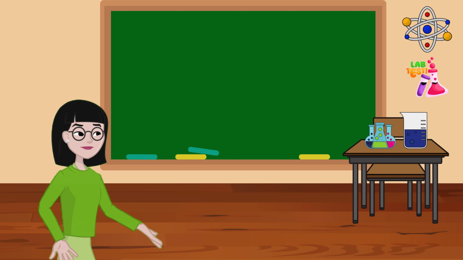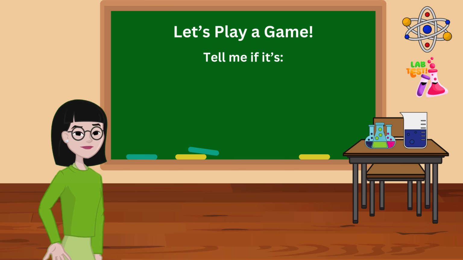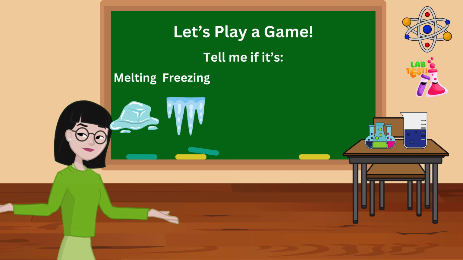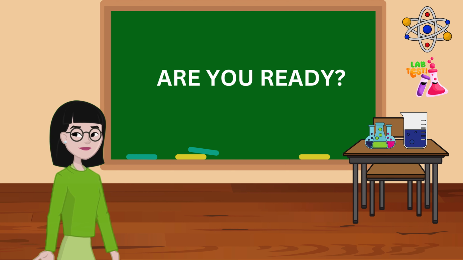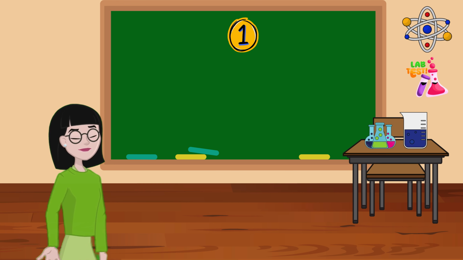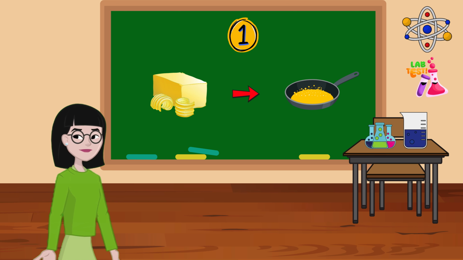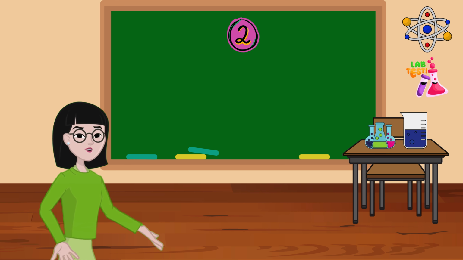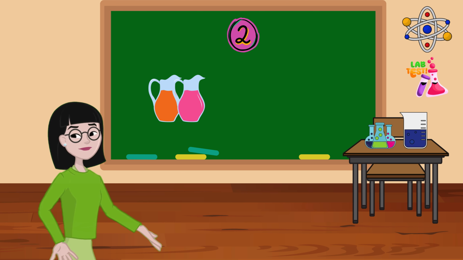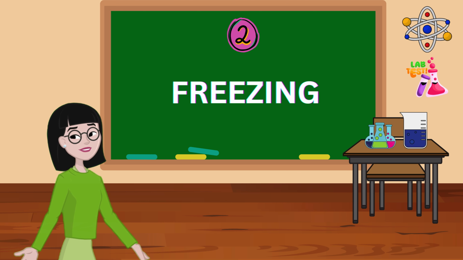Okay, class, let's have a game. I'll describe a situation and you tell me if it's melting, freezing, evaporation, or condensation. Are you ready? Number 1. Butter turning soft on a hot pan. Correct, that's melting. Number 2. Juice turning into a popsicle. That's right, freezing.